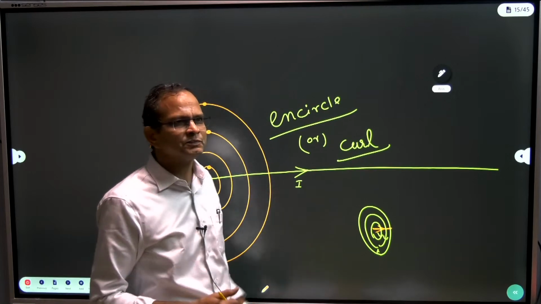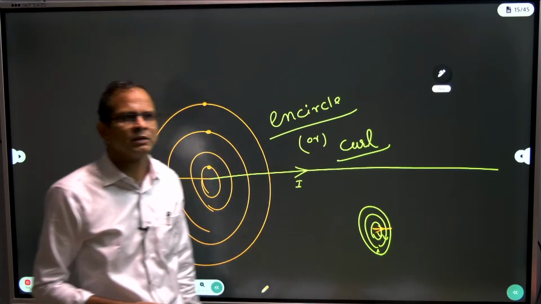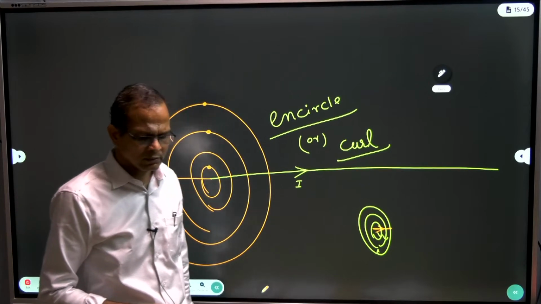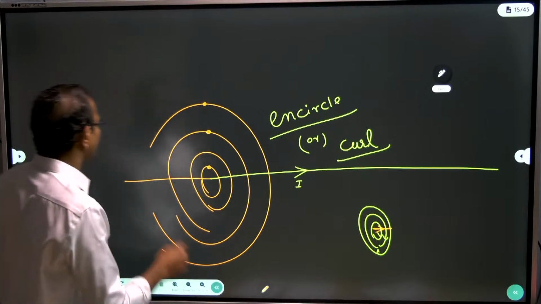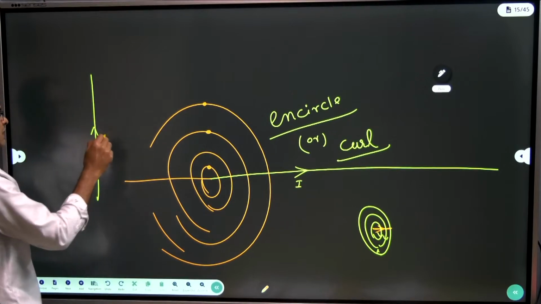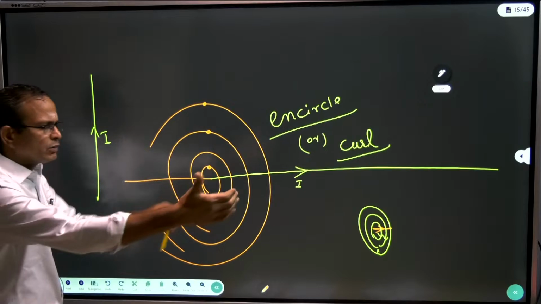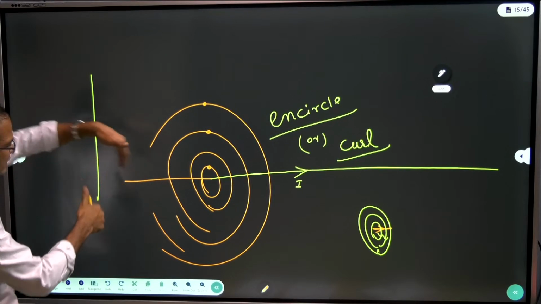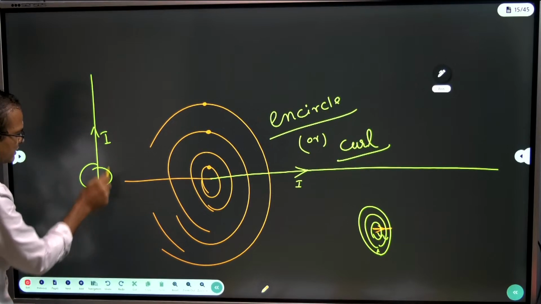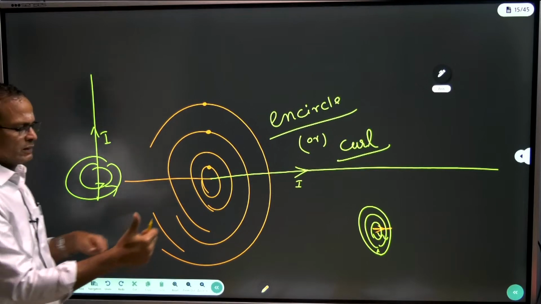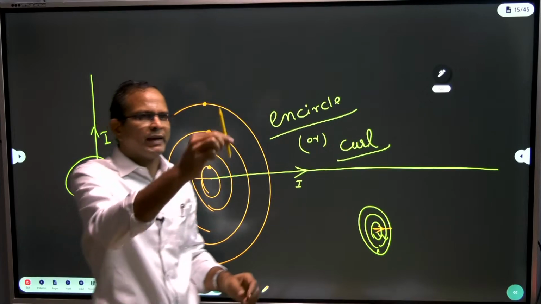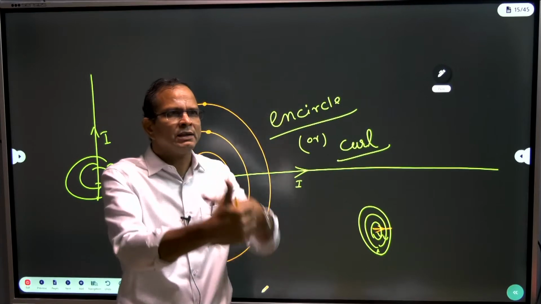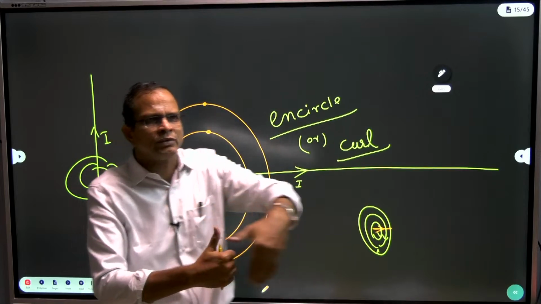Should we say the direction of the current is upward? No problem. If the direction of current is upward, it's very simple: hold the wire, look at my fingers, and now your magnetic field is like this. Now the current is along the y-axis upward. You hold the wire with your right hand, therefore this is your direction of magnetic field.